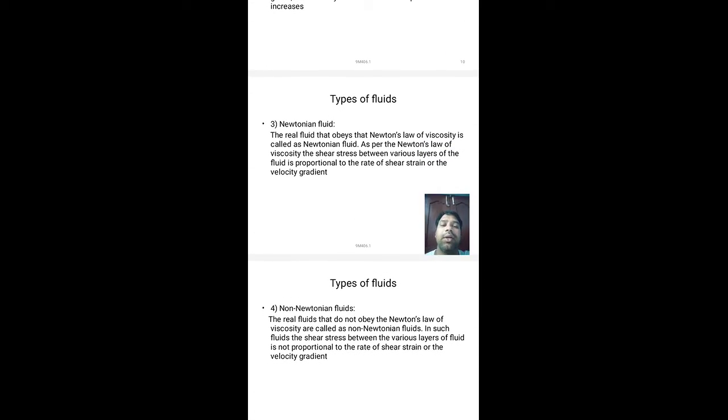What is Newtonian fluid? Newtonian fluids are the real fluids which obey Newton's law of viscosity. As per Newton's law of viscosity, the shear stress between various layers of the fluid is directly proportional to the rate of shear strain or the velocity gradient, right? A Newtonian fluid is a real fluid which has to obey Newton's law of viscosity.